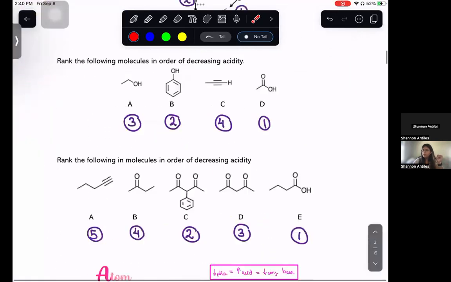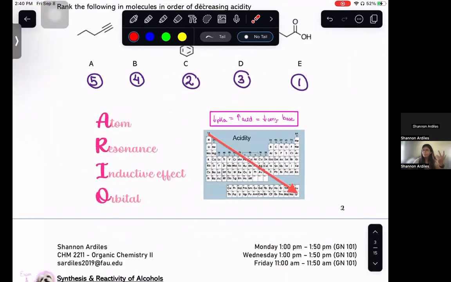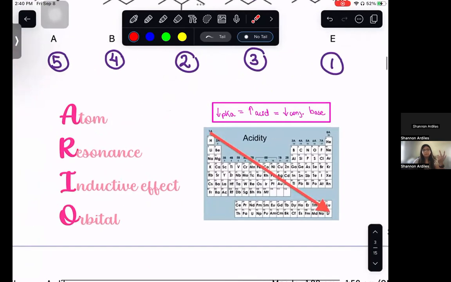And then we were reviewing the different acidity trends. There's a couple that we reviewed. One of them was ARIO. Remember, the more electronegative the atom, the more acidic the molecule. The more resonance you have, the more acidic it is. The more inductive effects, and the closer they are to that deprotonated hydrogen, the more acidic. And for orbital, remember, triple bonds are more acidic than double bonds and then single bonds.